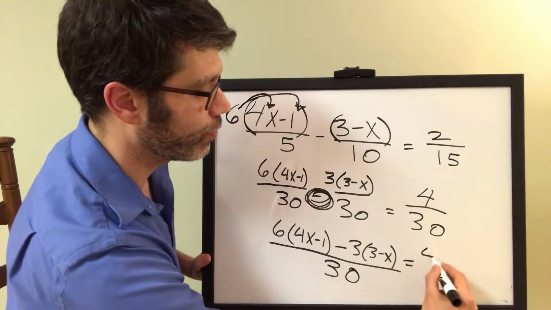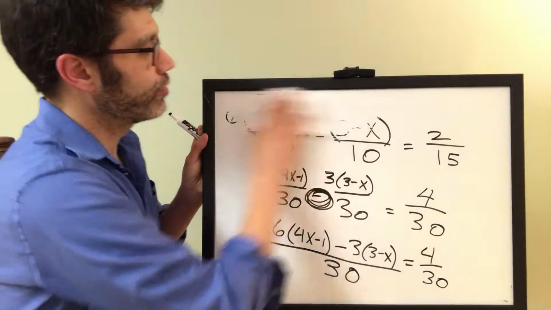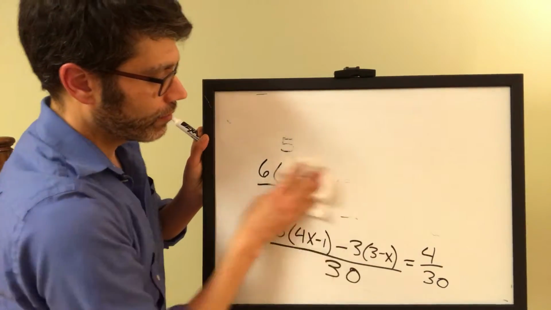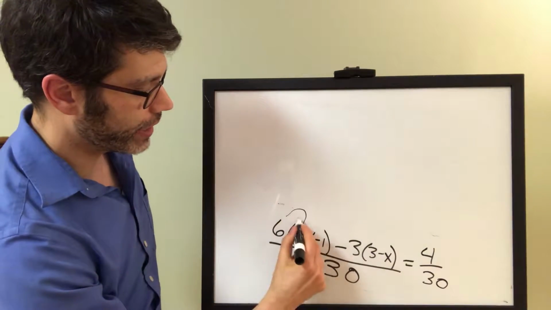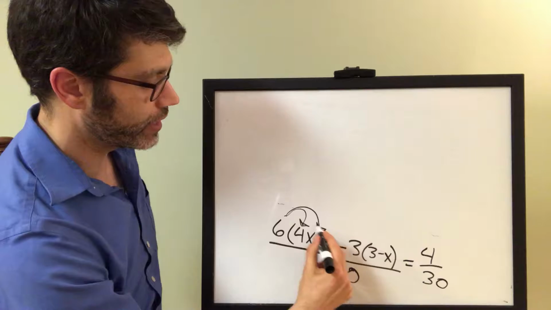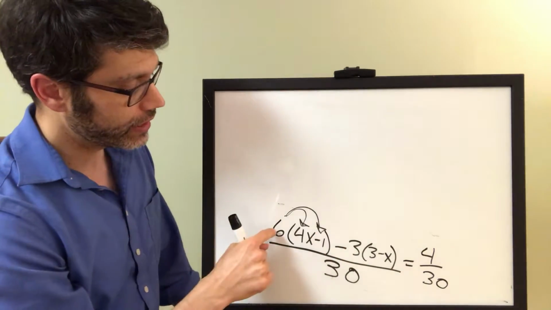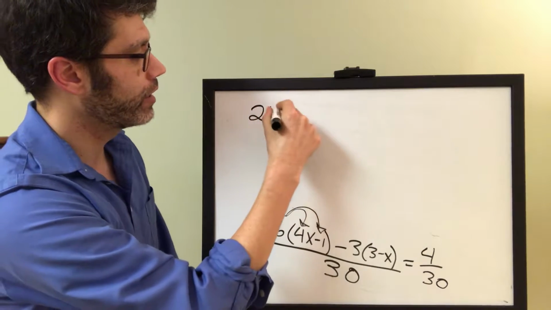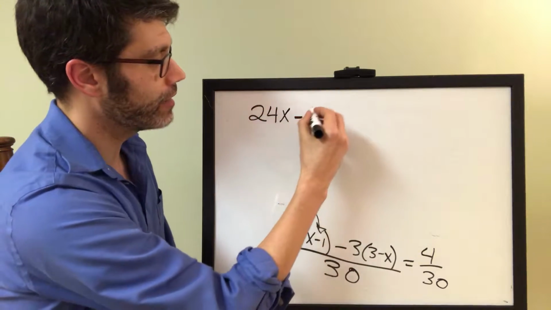And then we keep 4 30ths on this side, all right? So, to make some more room here. All right, let's start distributing, which we can do successfully because we left our parentheses in, so we know what we're distributing over. 6 times 4x is 24x. 6 times negative 1 is negative 6.